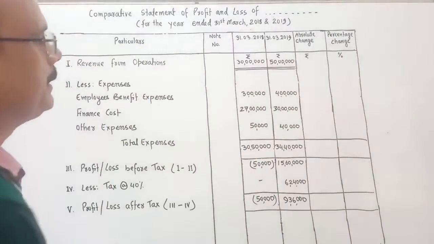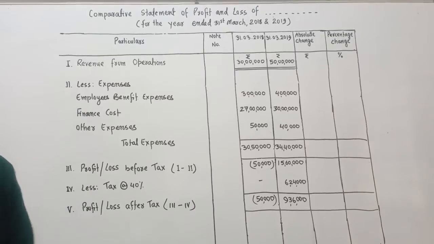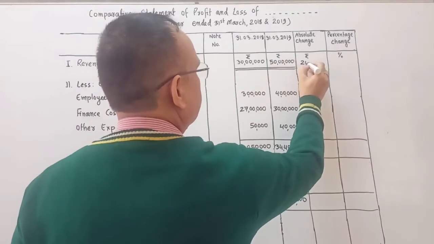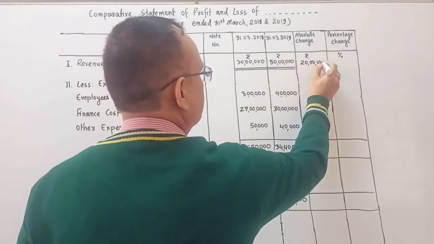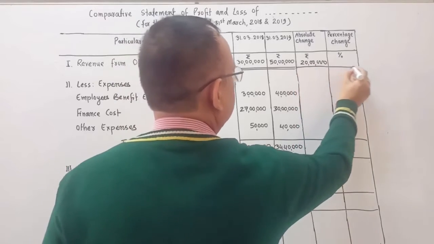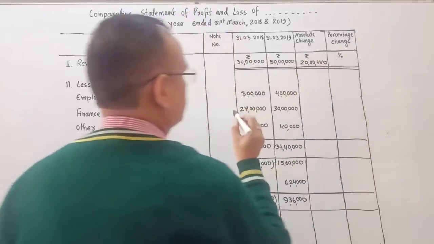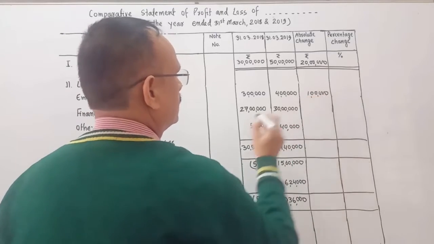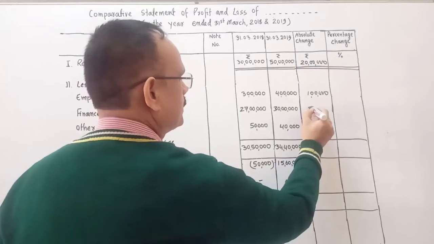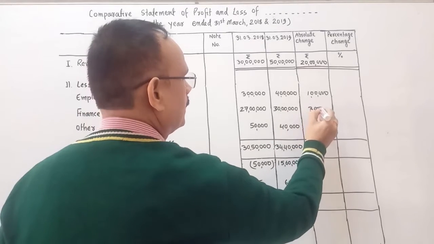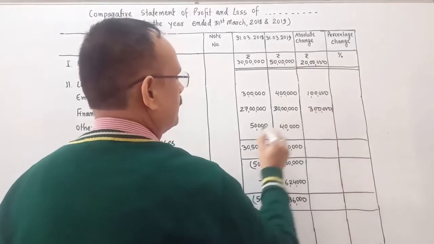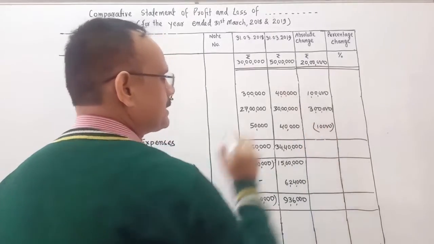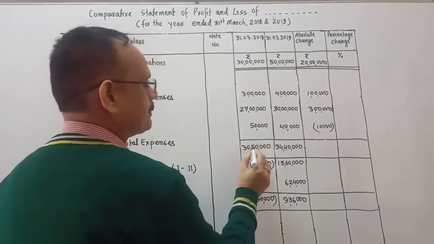Now come to the next. Here one by one we will find out the absolute change. From 30 lakhs to 50 lakhs, it is increased by 20 lakhs. 3 lakhs to 4 lakhs, it is increased by 1 lakh. 27 lakhs to 30 lakhs, it is increased by 3 lakhs. 50,000 to 40,000, a decrease of 10,000. Then 30 lakhs 50,000.